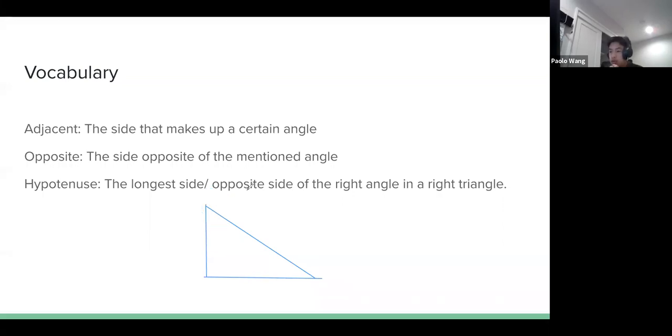One trick to find the longest side, the hypotenuse, is that it's always opposite the angle that's the biggest in the triangle. So in this case, 90 degrees is the biggest angle. That's why this is the hypotenuse.